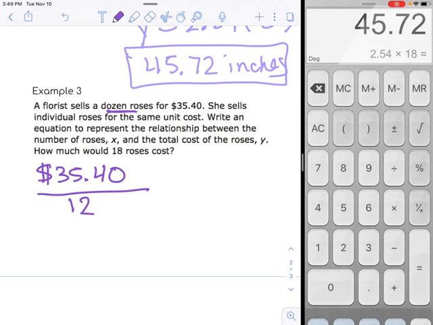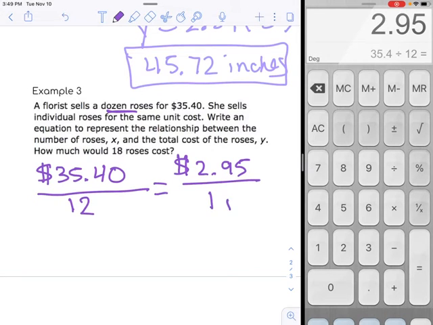So first, I need to find my unit cost. I need to figure out how much I am paying for each individual rose, and that is also going to be my constant of proportionality. So to do that, I want to divide. So I want to do $35.40 divided by 12. That's going to give me $2.95 per rose. So for one rose, I spend $2.95. So this is my constant of proportionality. So I have y equals 2.95 times x.